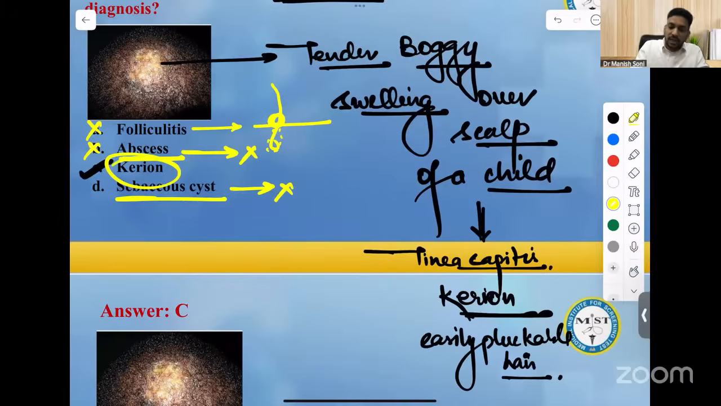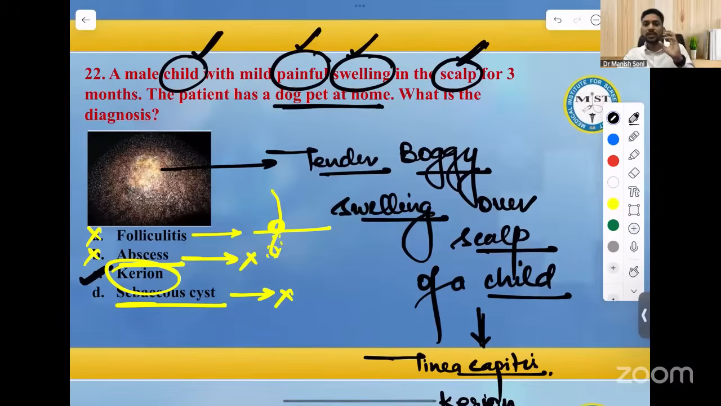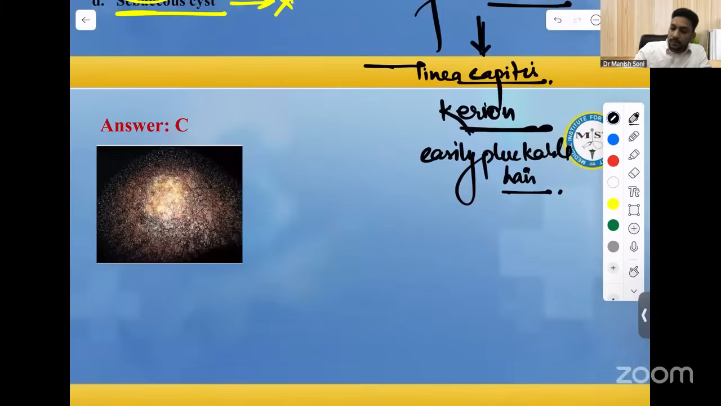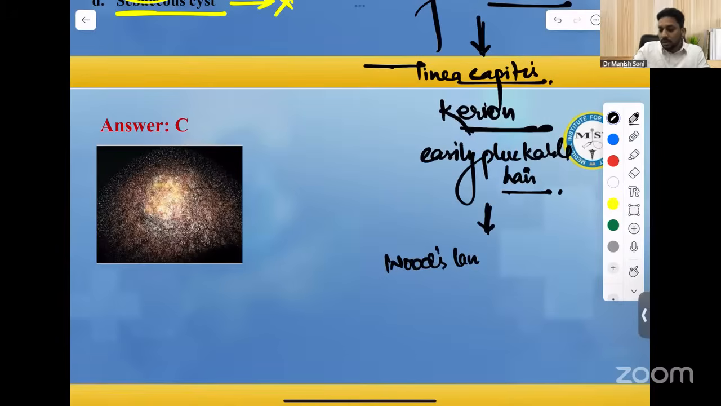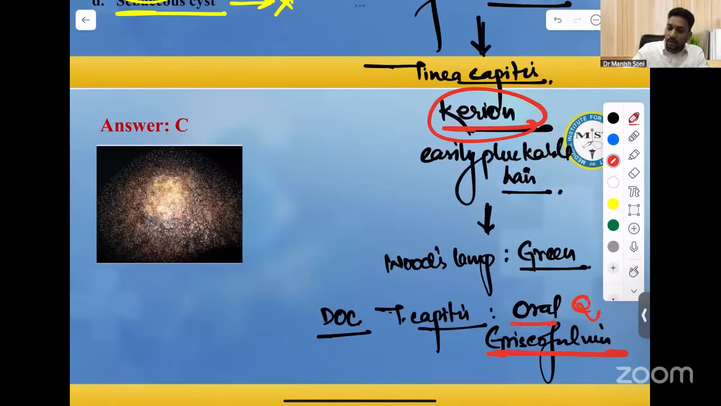The answer is kerion. So kerion generally presents something like this. That is a tender boggy swelling. It is commonly seen in children and they have easily pluckable hair follicles. If you want to confirm your diagnosis, you can do Wood's lamp examination. Green fluorescence is usually seen. The drug of choice for tinea capitis is oral griseofulvin. So oral griseofulvin is the drug of choice for kerion or tinea capitis.